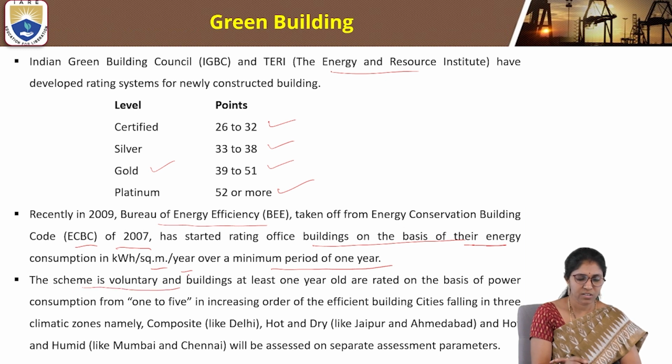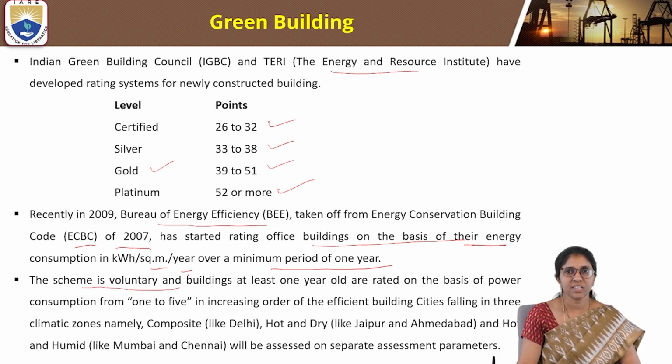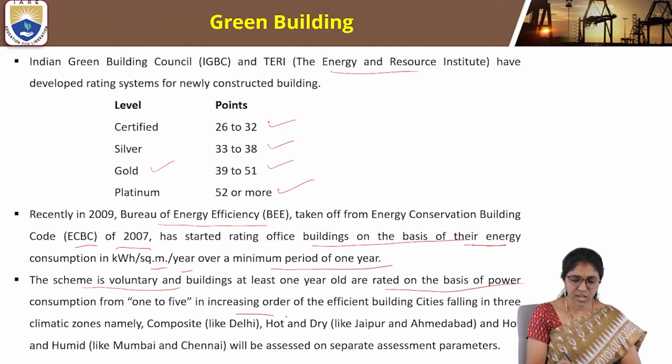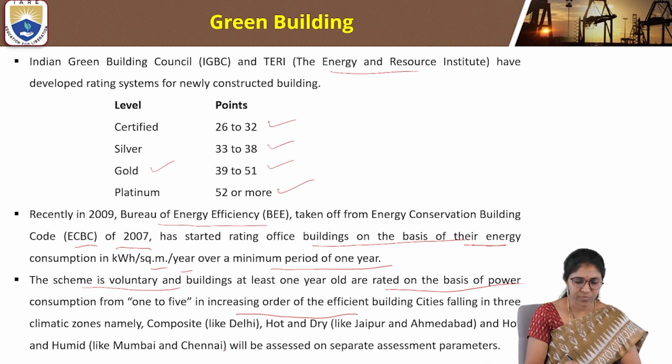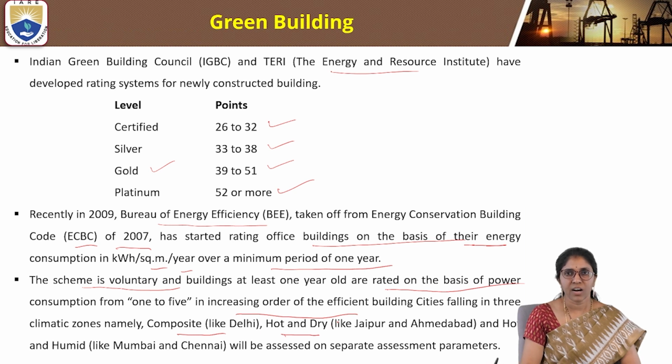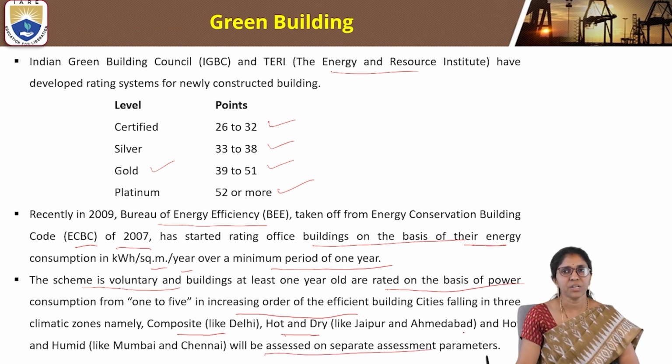The scheme is voluntary, and buildings at least 1 year old are rated on the basis of power consumption from 1 to 5, in increasing order of efficiency. Cities falling in three climatic zones, namely composite like Delhi, hot and dry like Jaipur and Ahmedabad, and hot and humid like Mumbai and Chennai, will be assessed on separate assessment parameters.